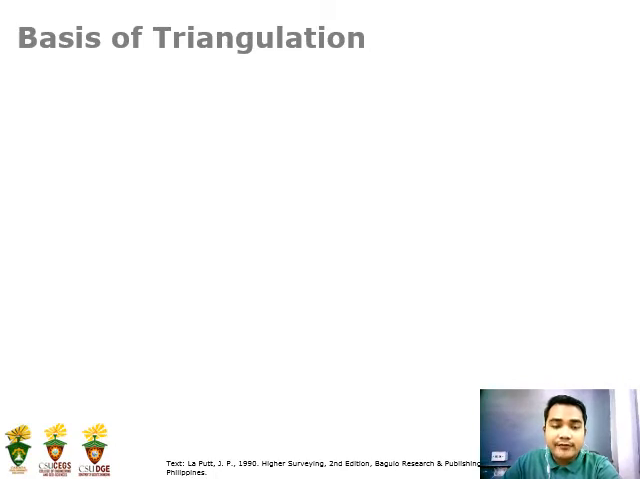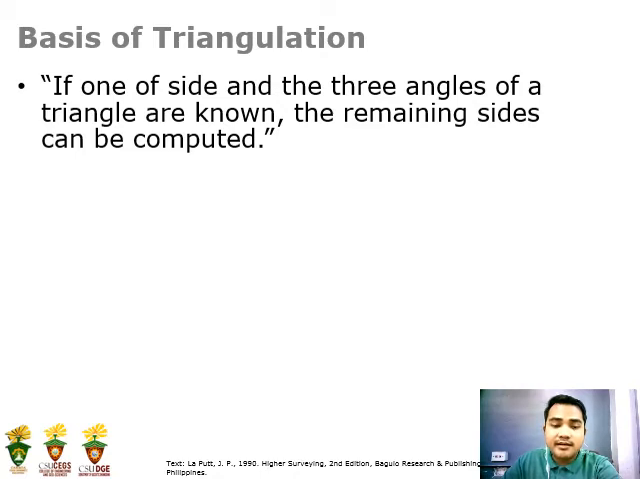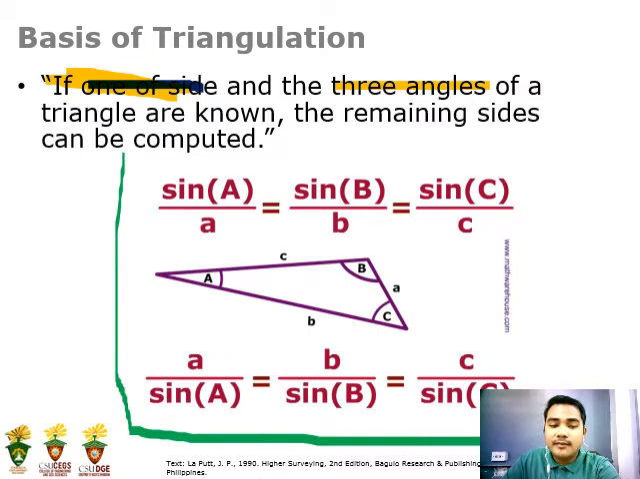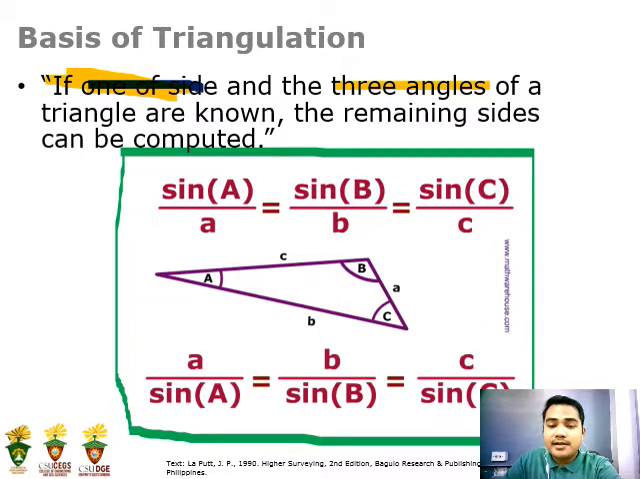So, here are the bases of triangulation. If one of the sides and the three angles of the triangle are known, the remaining sides can be computed. So first you need one baseline, to serve as the one known side in the triangulation. The rest of the angles can be directly observed in the field. For example, are you familiar with this equation? This is the sine law. So in calculating triangulation, when one side and the three angles are known, you can use the sine law.